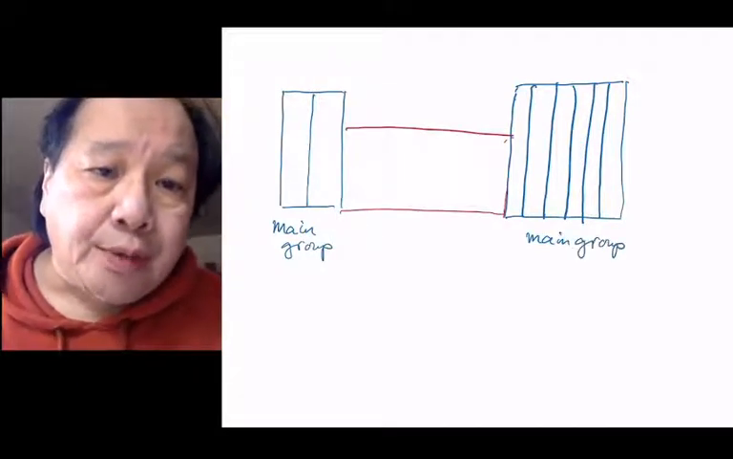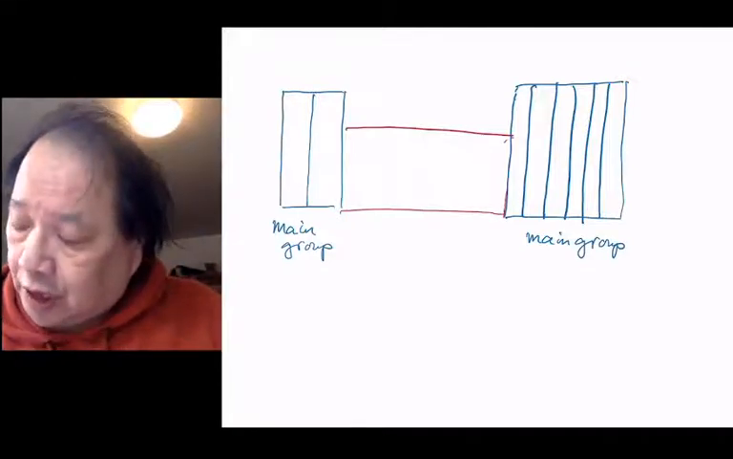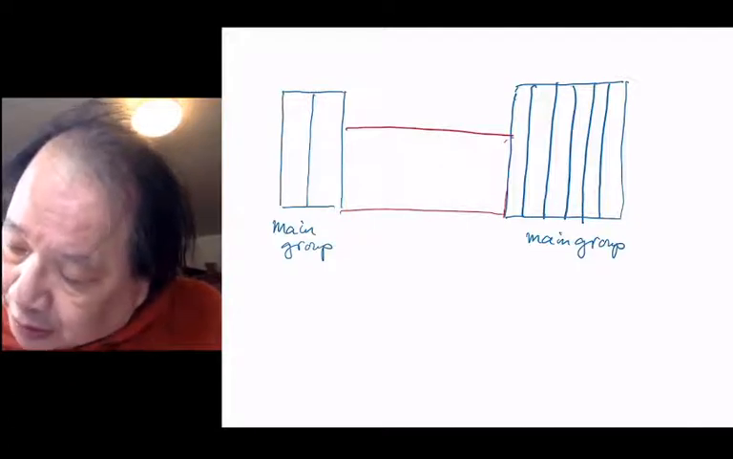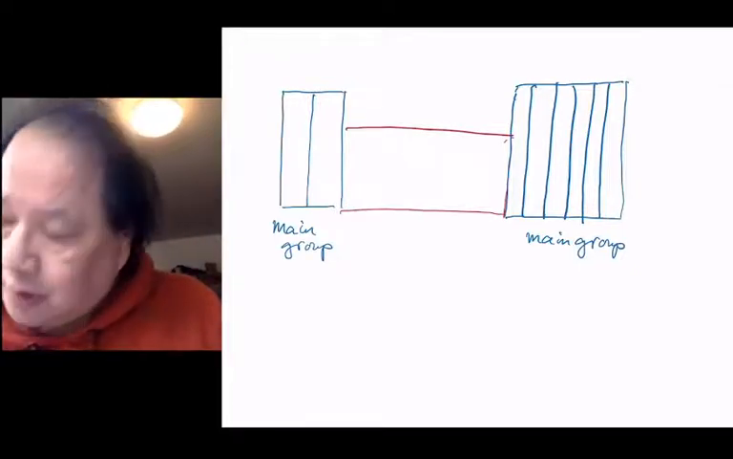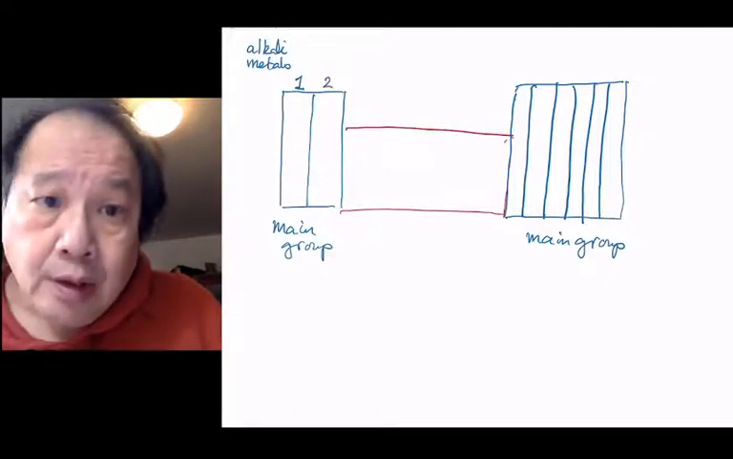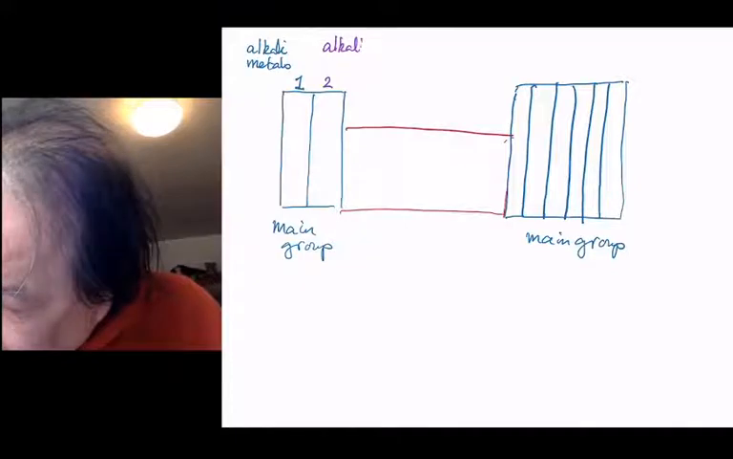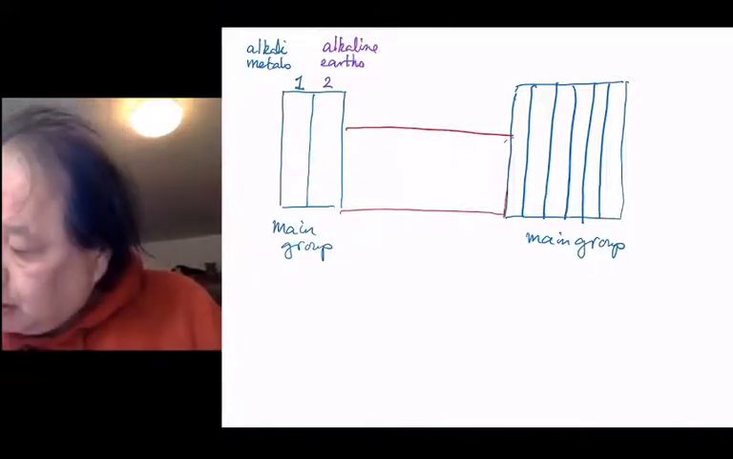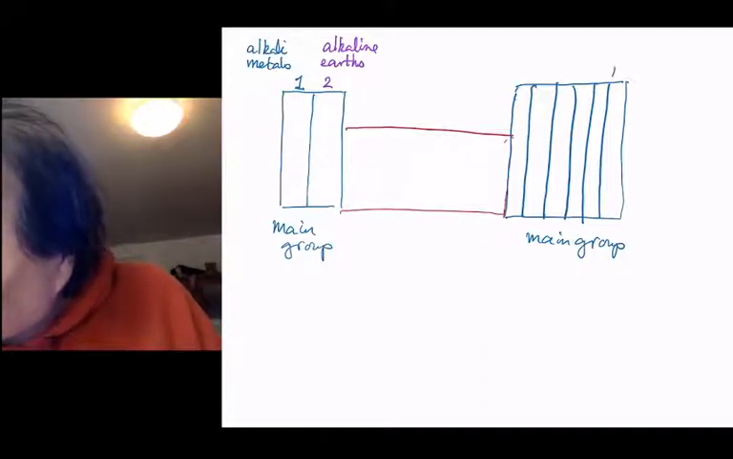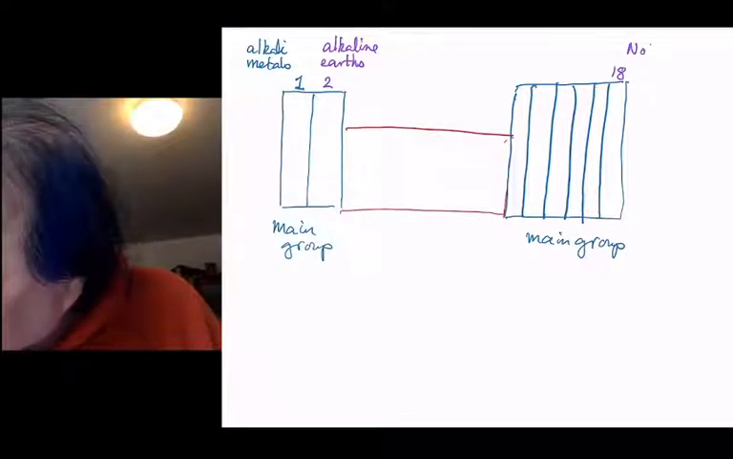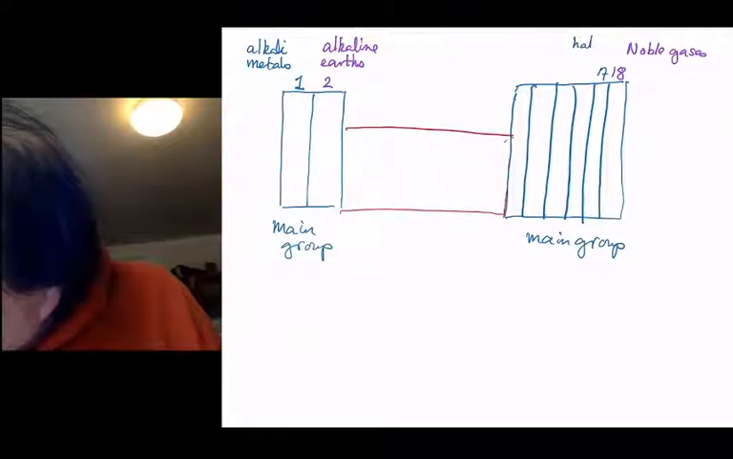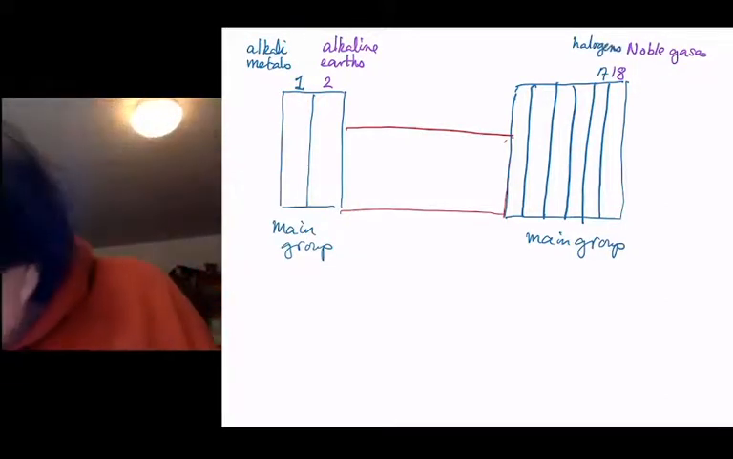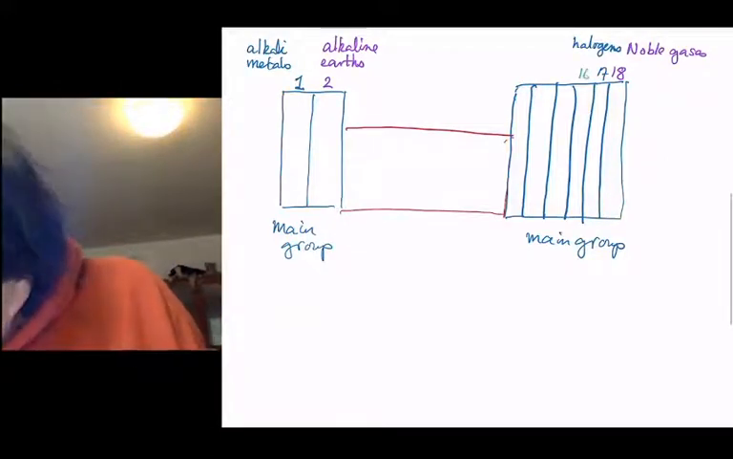And things you should know about the main group. You should know the names of some of these columns. The first column is the alkali metals. So all the elements in the first column are called the alkali metals. The second column are the alkaline earths. Then we have over here the last column, which is the 18th column, which are the noble gases. The 17th column, which are the halogens. And I think right now, just one more column you should know about, the 16th column, which are the chalcogens.